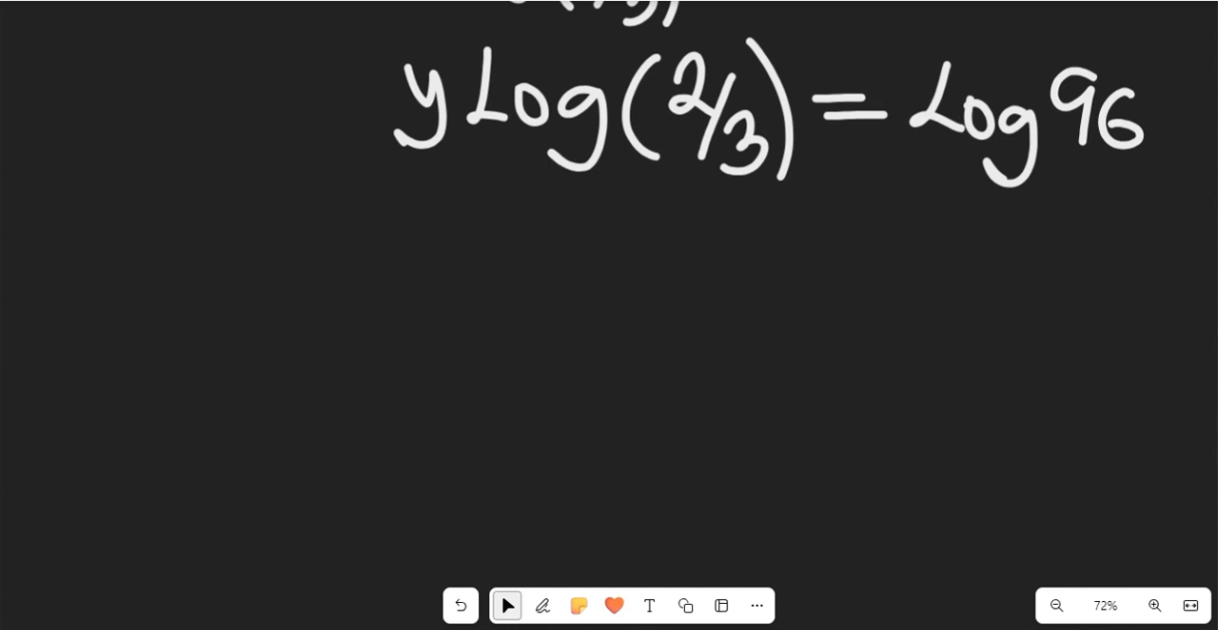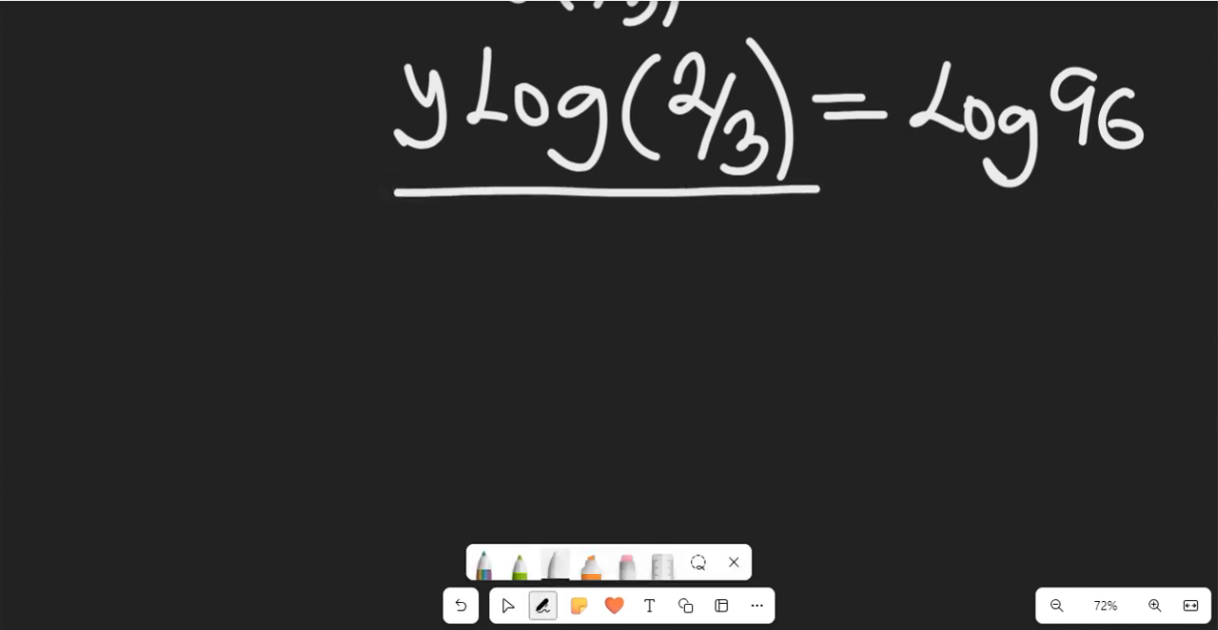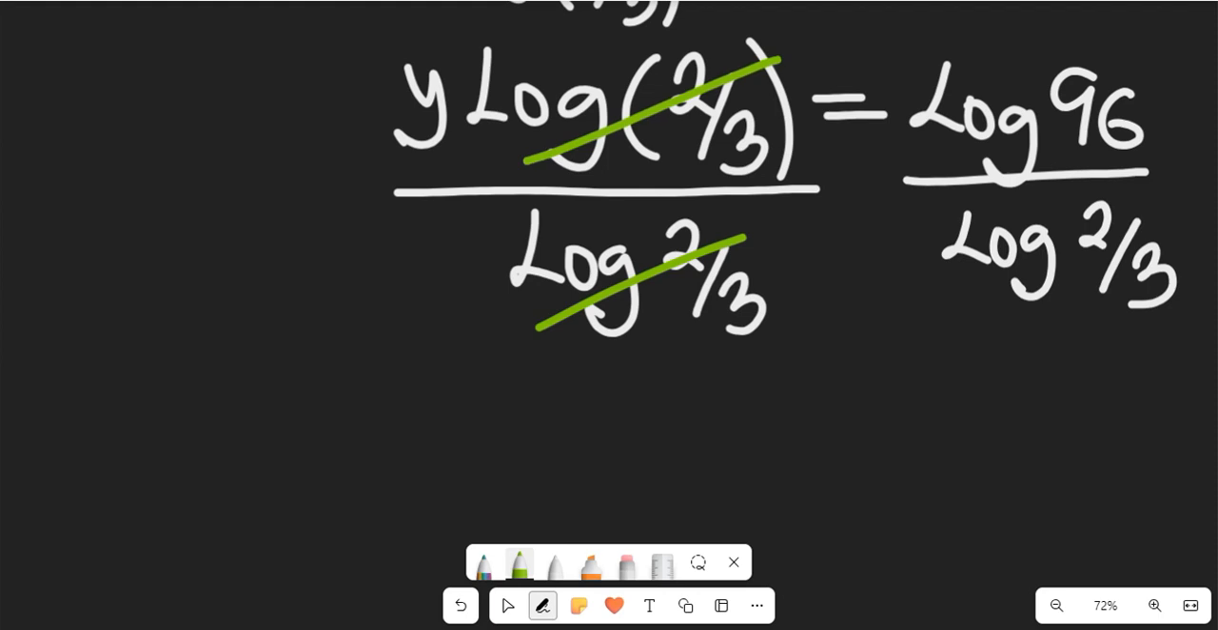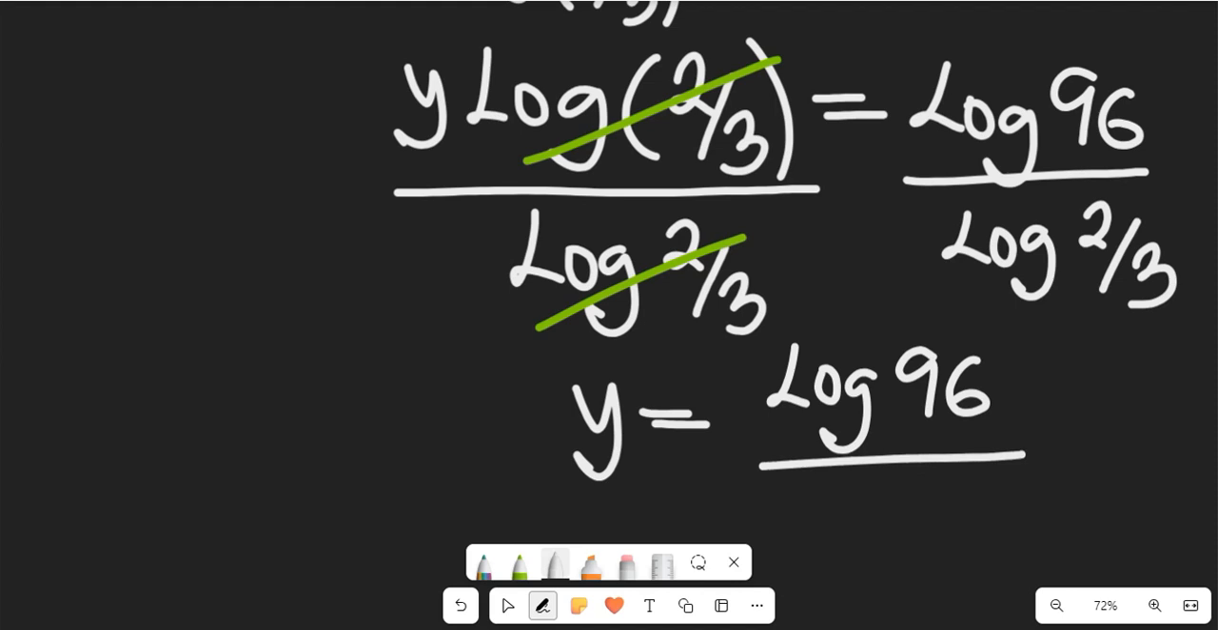Now to find the value of y, we're simply going to divide both sides by the log of 2 divided by 3. If we divide here by the log of 2 divided by 3, this solution will now become this divided by this, and then we'll have y equal to log of 96 divided by the log of 2 divided by 3.